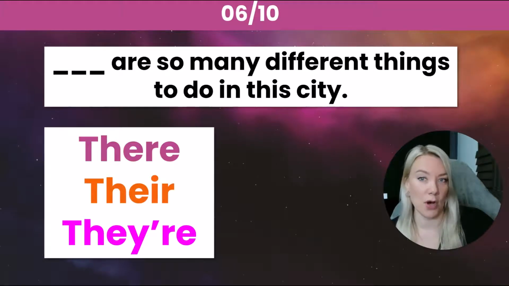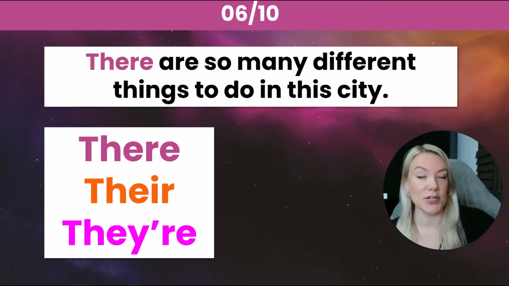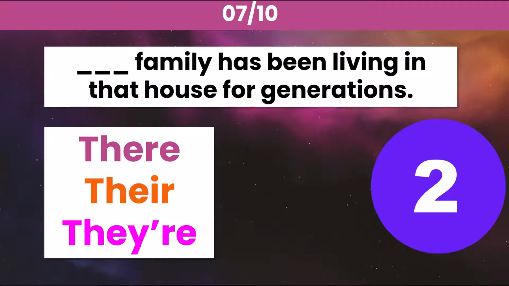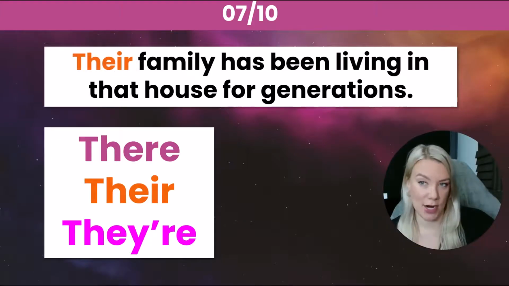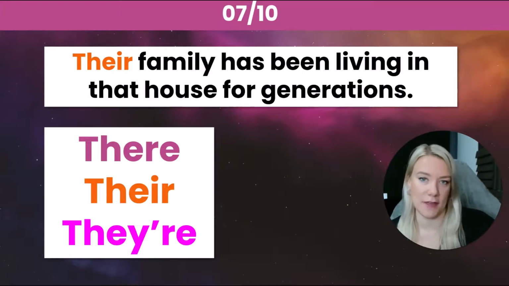Number 6. Are so many different things to do in this city. The correct answer is there, T-H-E-R-E. There are so many different things to do in this city. Number 7. Family has been living in that house for generations. The correct answer is their, T-H-E-I-R, their family, the family that belongs to them. We're talking about someone's family, their family.